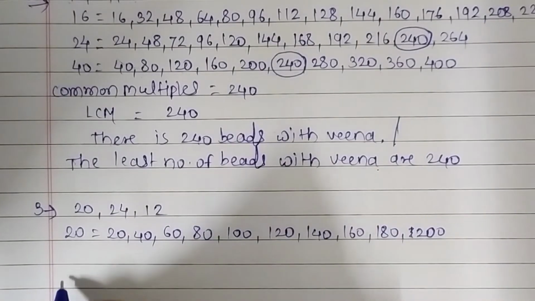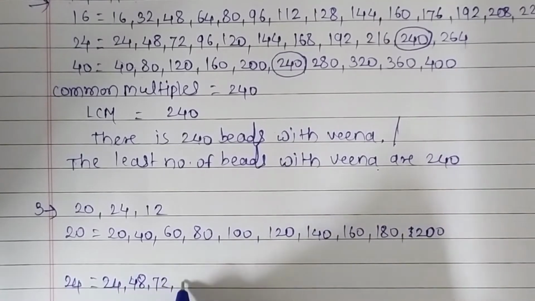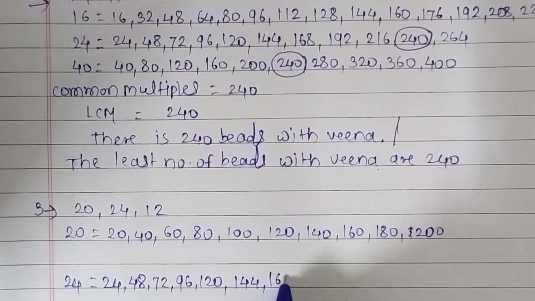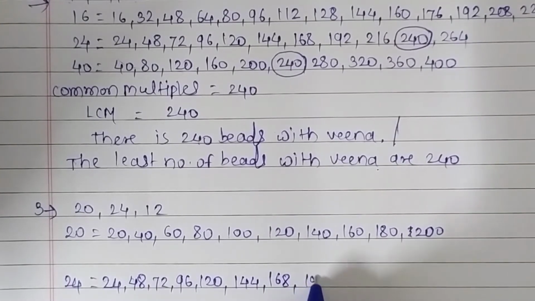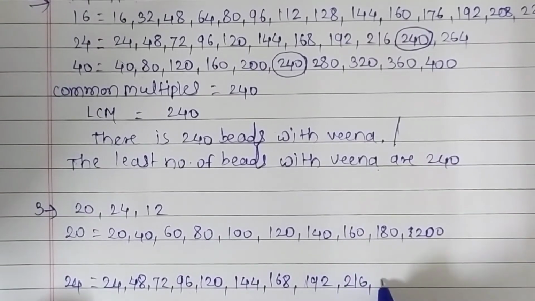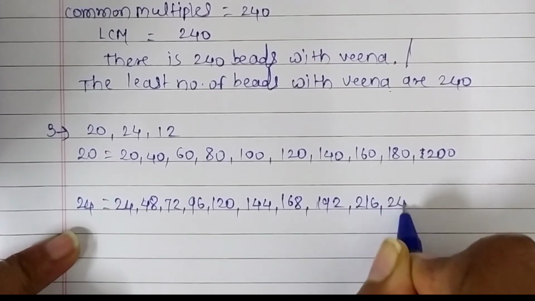Now let's write the table of 24 here. 24 ones are 24, 24 twos are 48, 24 threes are 72, 24 fours are 96, 24 fives are 120, 24 sixes are 144, 24 sevens are 168, 24 eights are 192, 24 nines are 216, and 24 tens are 240 here.